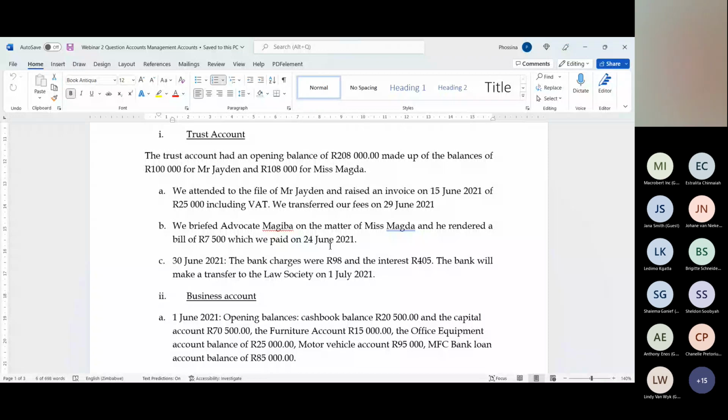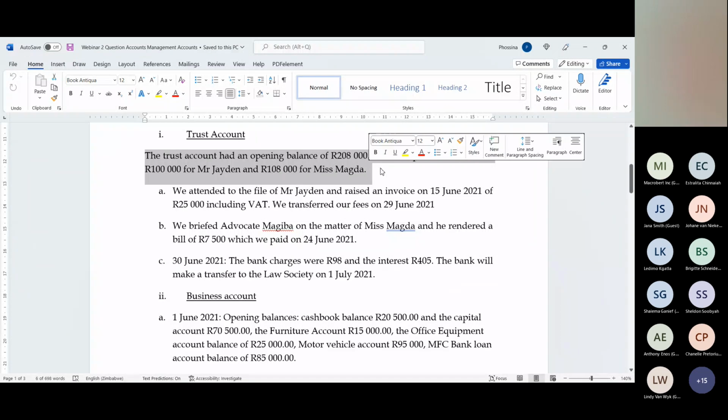Okay, so the trust account had an opening balance of 208,000, made up of 100,000 for Mr. J and 108,000 for Miss Magda. This shows us that the money that is in the trust account, we should be able to account for it. We should be able to tell whose money it is, which file or which client holds what amount. So it makes it easy when we are preparing our ledgers: our cash book already has 208. When we do our ledgers, we start by splitting. We've got Mr. J, we've got Miss Magda, and then we treat the next transactions from there.